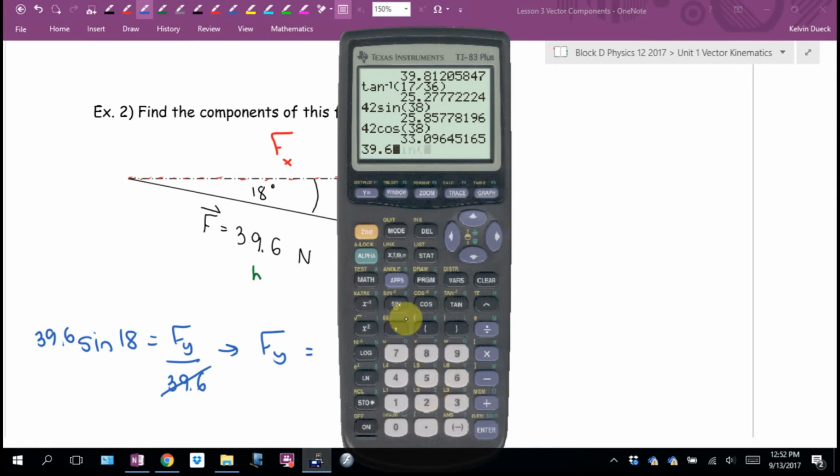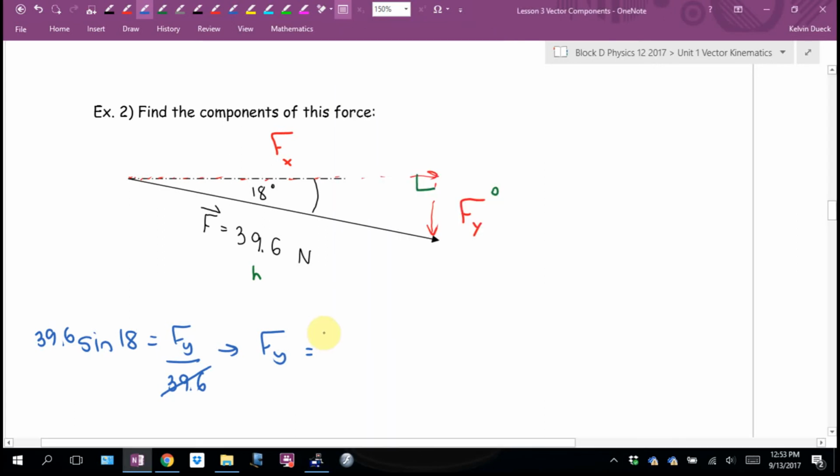39.6 sine 18. 12.237. I'll go to 3 sig figs. Now, if I was using this to find other stuff, I'd probably go to 5 or 6 sig figs, and we will later. But for now, 12.2 units, newtons, direction, vertical.